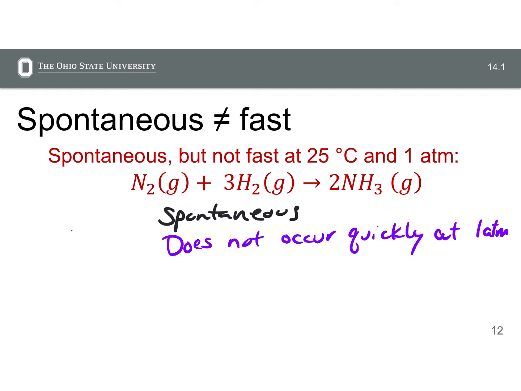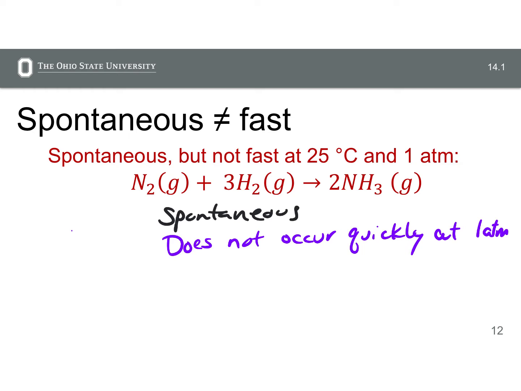So, for instance, nitrogen and hydrogen can be found in the atmosphere, but we don't really have ammonia in any large quantity in our atmosphere. And that's because, despite the fact that these components are in the mixture, that is air, they don't react very quickly, at least at 25 Celsius in 1 atmosphere.